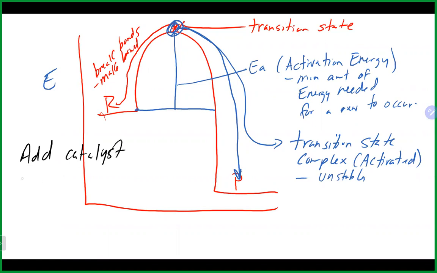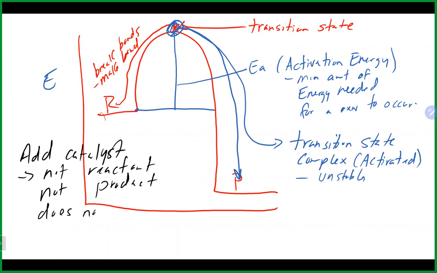And a catalyst is not a reactant. It's not a product. And it does not get used up in the reaction. A catalyst is there really just simply to provide an alternative pathway for the reaction to take place, really a more efficient way for that reaction to take place.